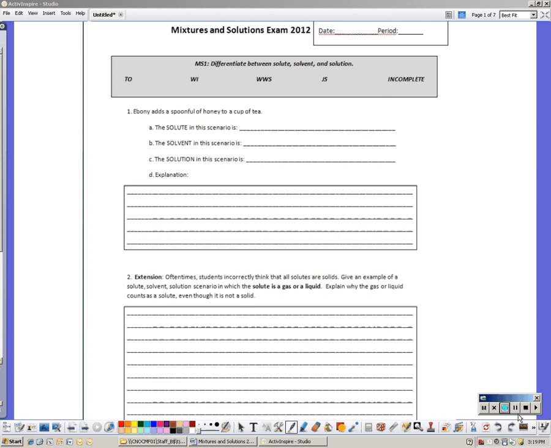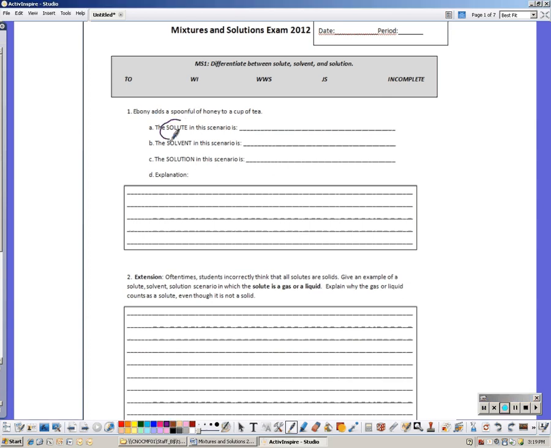MS1. Differentiate between solute, solvent, and solution. Question 1. Ebony adds a spoonful of honey to a cup of tea. In this problem, you have to identify the solute, the solvent, and the solution. I won't tell you the answers, but I'll just go over the definitions of these.